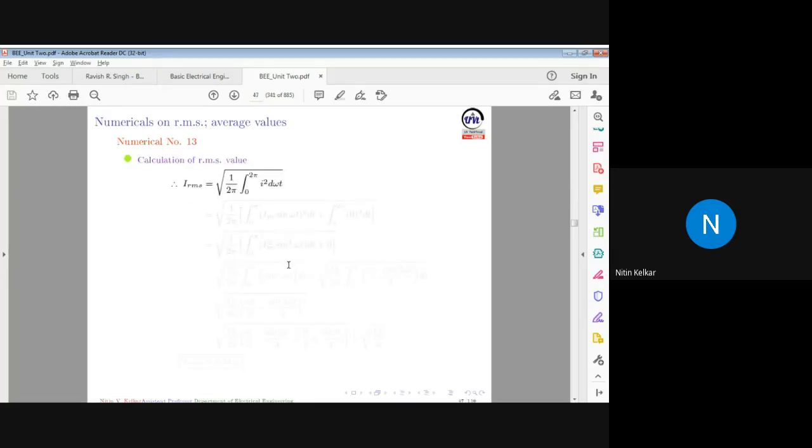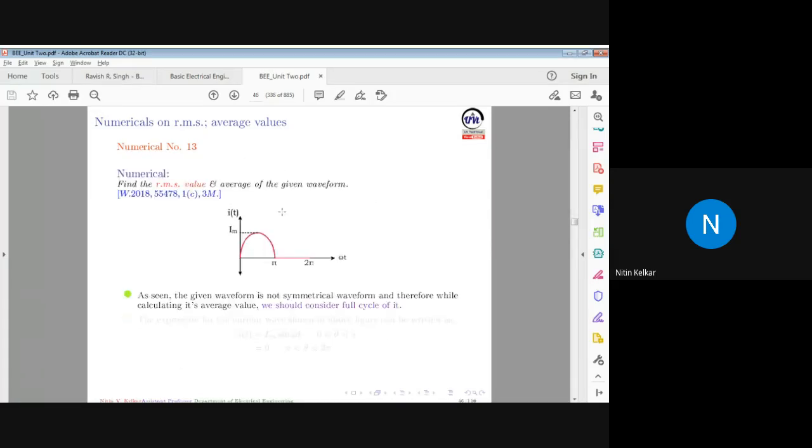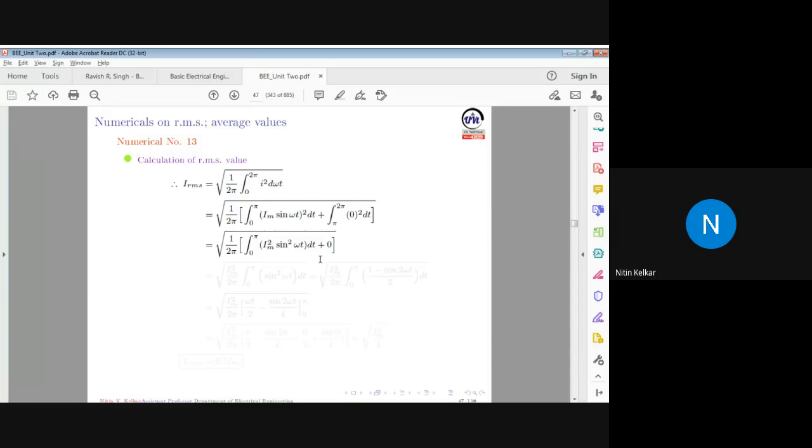So let us try to calculate the RMS value first. As you can see, it is 1 by T, that is the time required to complete one cycle, integration from 0 to 2 pi of I square d omega t. I have considered it as d omega t because here the x coordinate is shown as omega t. So now I can substitute the expression for the current for the two different time periods. From 0 to pi, its expression is Im sine omega t. From pi to 2 pi, its value is 0. So I have split the integration limits into two different segments.